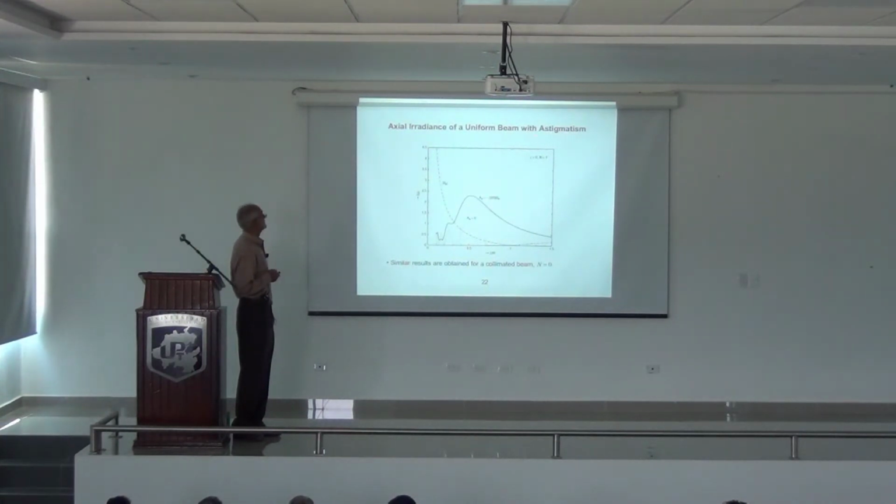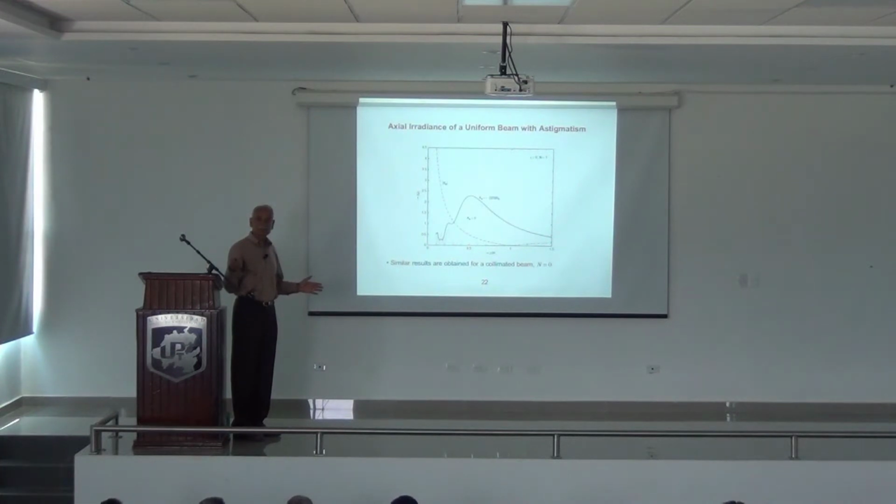This is in the case of astigmatism. In the absence of astigmatism, this is the axial irradiance as I walk along the axis of the beam. I introduce astigmatism, the values are high. Does that make sense? Are you surprised? I hope so.